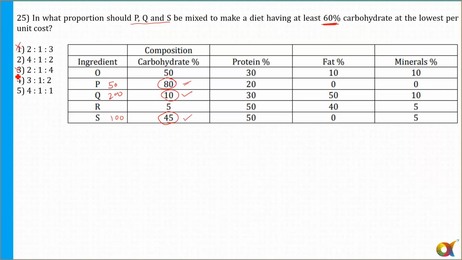Is that clear? Because Q is fixed. So among P and S, if I say this is 45 and this is 80 and I need a minimum of 60 here, then 60 is closer to 80, with a gap of 20, while it is 15 from 45. So there should be more weight towards P. The quantity of P should be more than the quantity of S here.